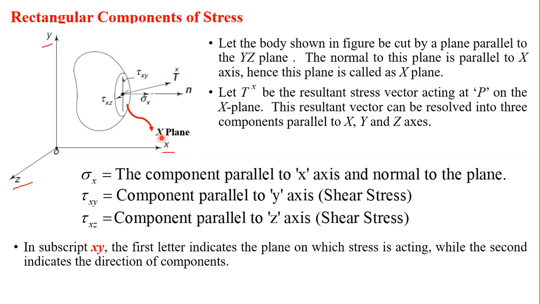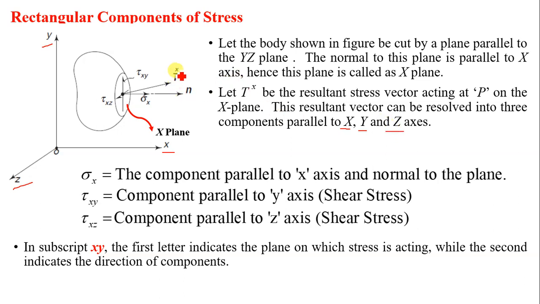Thus, we can define the plane as x, y and z. If the normal drawn to the plane is parallel to y axis, then that plane can be called as y plane. If the normal to the plane is parallel to z axis, then that plane is called as z plane. Let Tx be the resultant stress vector acting at point P on x plane. This is x plane, remember. This resultant vector can be resolved into three components along x, y and z axis.